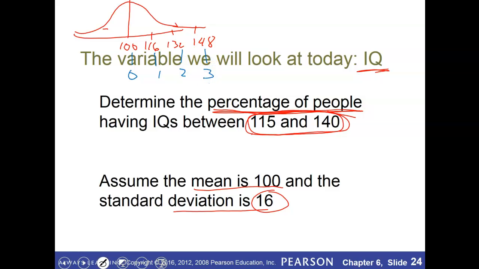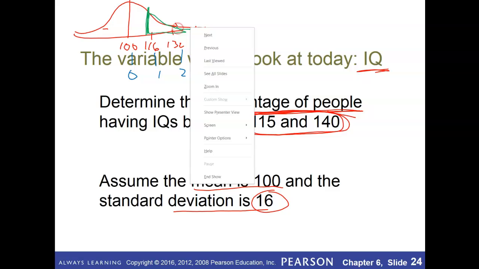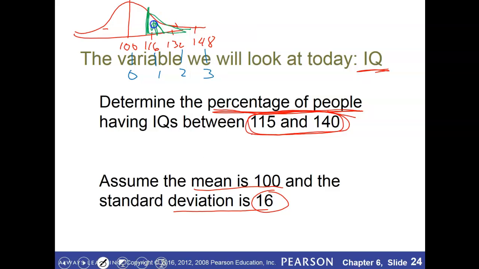But what we want to find out today is what about the people that have an IQ between 115 and 140? Well, those don't match any of the z-scores we have here. 115 would be about right there, and then 140 would be about right here. We want to figure out what is the percentage of people that have an IQ score somewhere in this area right here. So the first thing we're going to have to do is figure out the z-score for 115 and the z-score for 140.